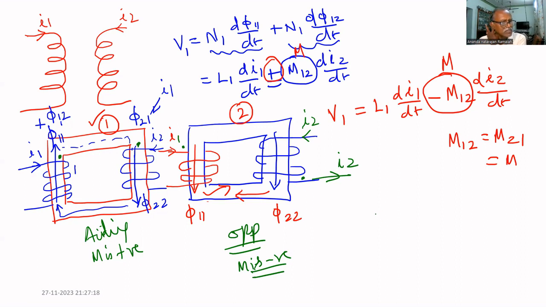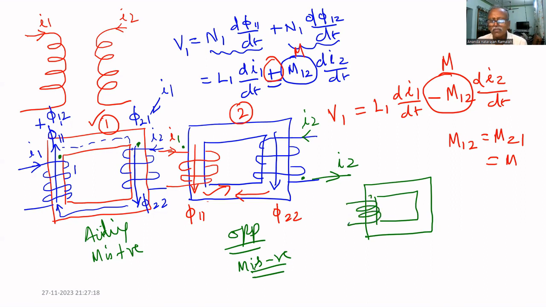Another two cases that we will see now. Instead of taking this way, here the dot is here, and current is leaving the dot, I1. Here the dot is here, and here also current is leaving the dot. In that case also M is positive.